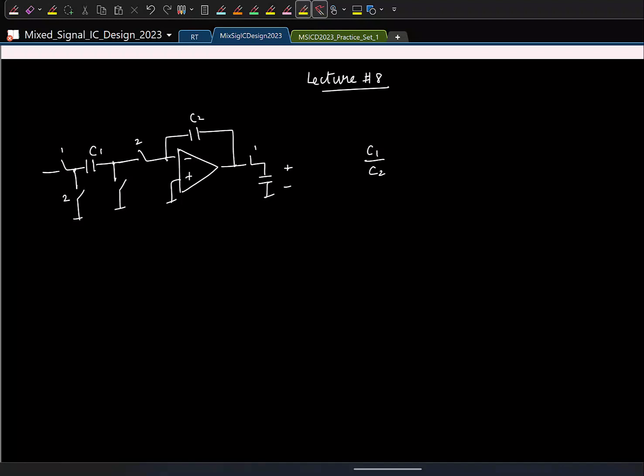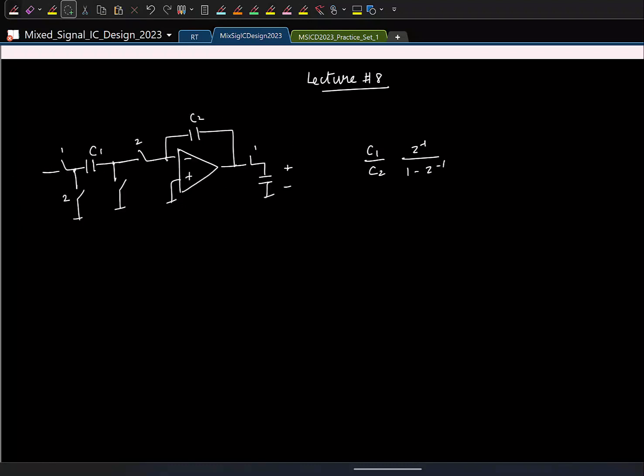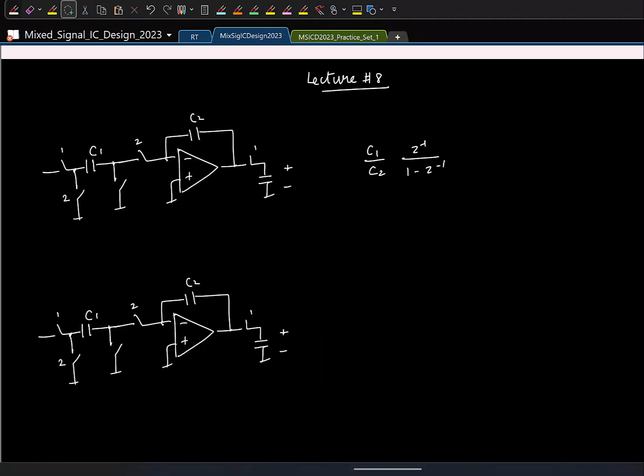Is this a delayed integrator or a delay free integrator? Delayed. So we expect Z inverse by 1 minus Z inverse. And we also saw the delay free version. There the only change is that you sample and transfer the charge in the same phase like this, and reset in the other phase. So here you get a negative gain without any delay, right?